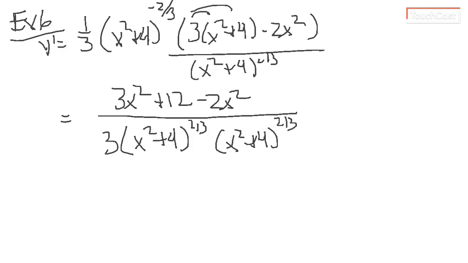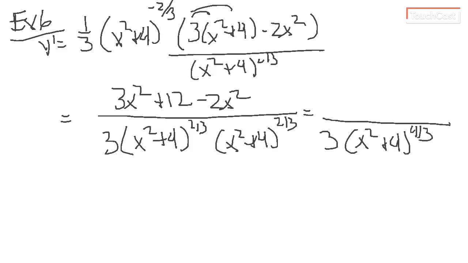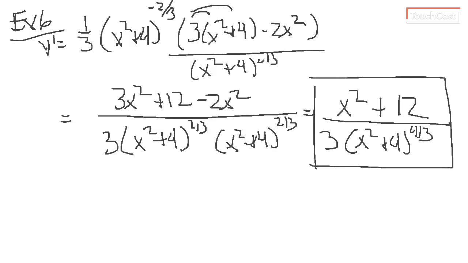And in my denominator, I've got two bases with an exponent raised to a power. I can just add them. So in the denominator, I'm going to end up with 3 times x squared plus 4 to the 4/3. And in the numerator, if I combine like terms, I'm going to end up with x squared plus 12. And there's nothing else I can do, so my derivative is done.